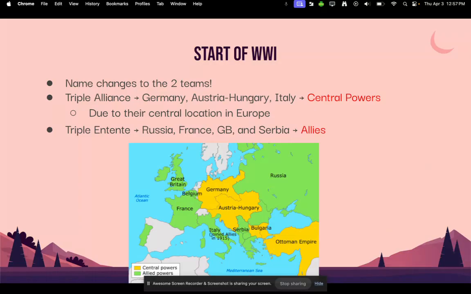But to make it even more confusing on you, there are name changes of the two teams of the war. So the Triple Alliance, which was Germany, Austria-Hungary, and Italy, now changed their name to be the Central Powers, due to their location in Central Europe. I mean, it makes sense, I guess, right? So anything here, Central Powers would be in that yellow color. Then we have Triple Entente, which was Russia, France, Great Britain, and Serbia. They changed their name to just be the Allies. So they're going to be in the green countries here.